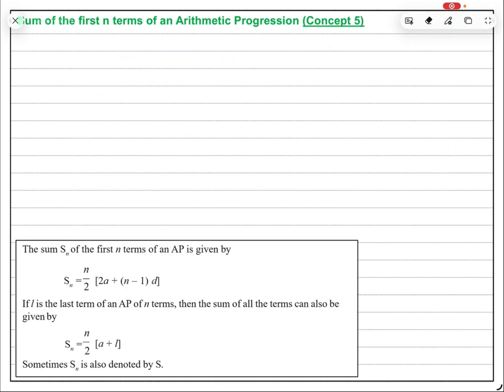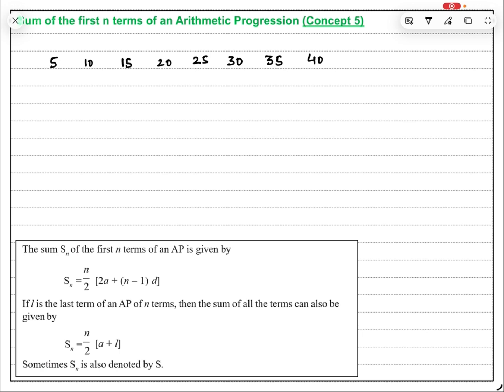Now let's come to the next thing, which is the fifth concept here: how to find the sum of n terms of an arithmetic progression. So I'm going to explain this through a very simple example. I'm going to take a simple arithmetic progression, which is 5, 10, 15, 20, 25, 30, 35, and 40. I am keeping this as a short arithmetic progression with 8 terms.